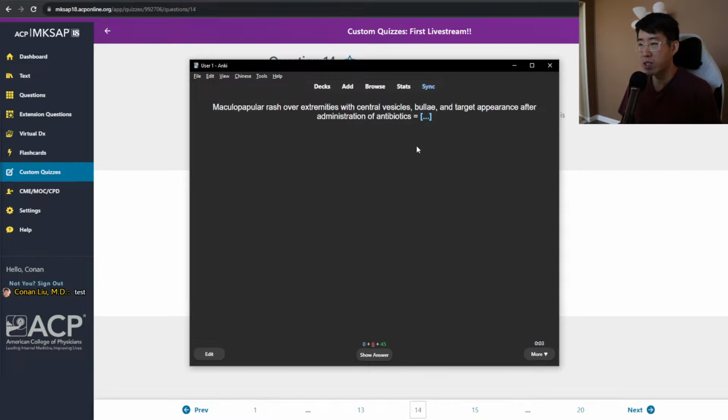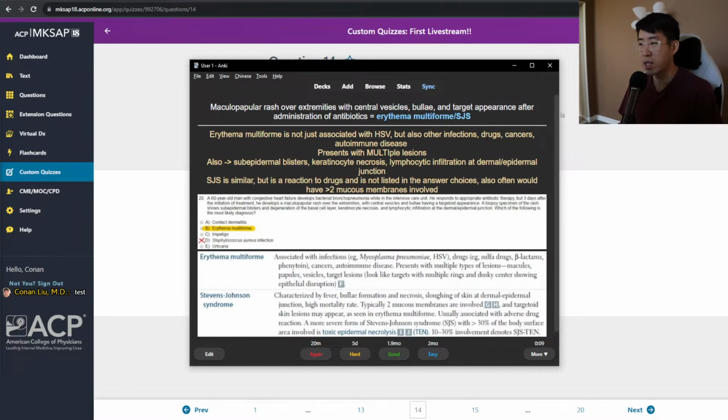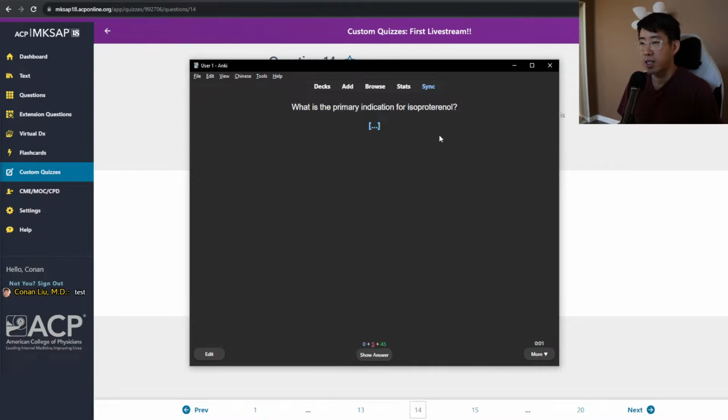Maculopapular rash over the extremities with central vesicles, bullae, and target appearance after administration of antibiotics. This is going to be erythema multiforme, or Stevens-Johnson syndrome.